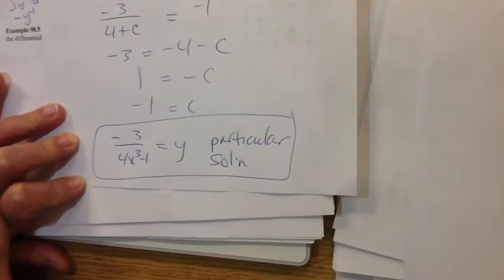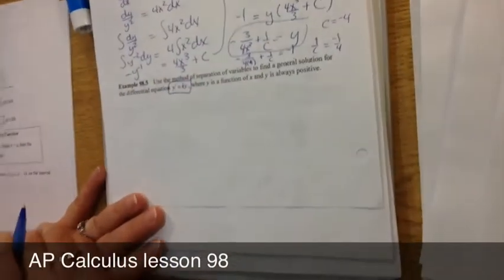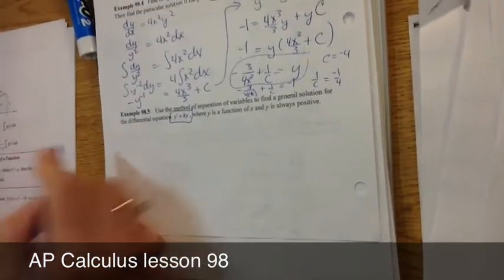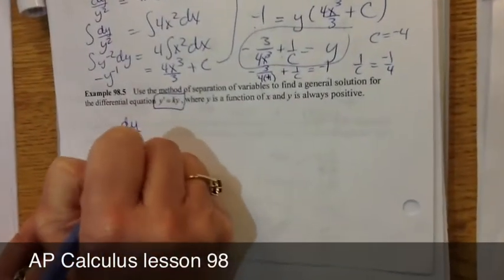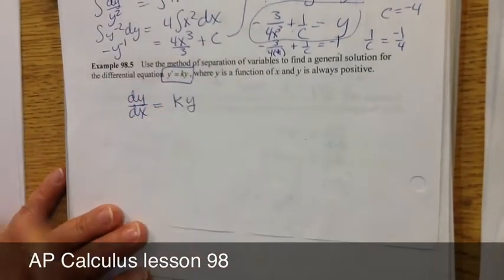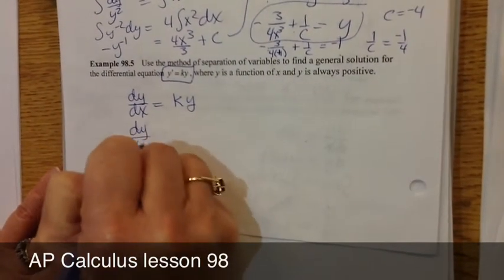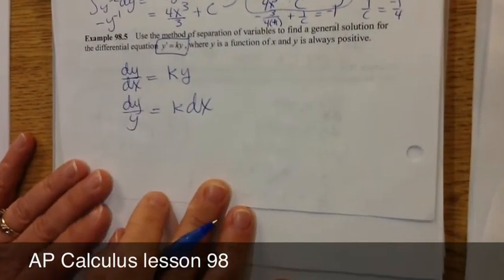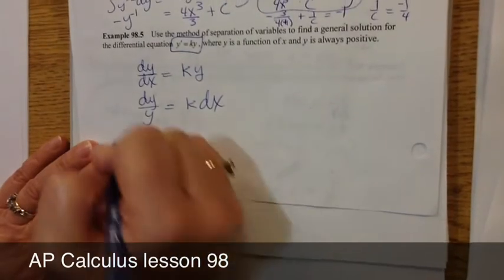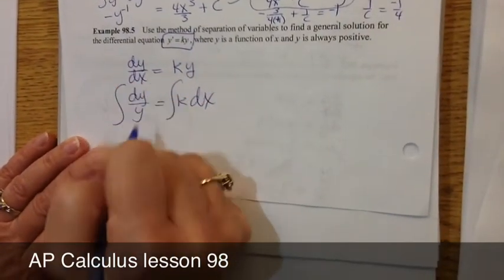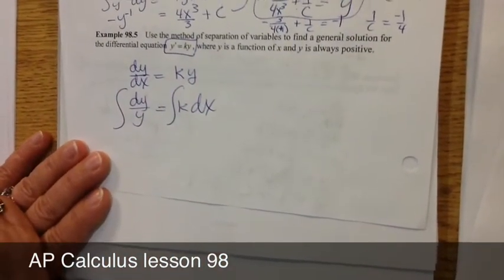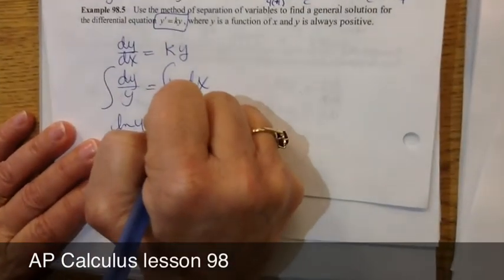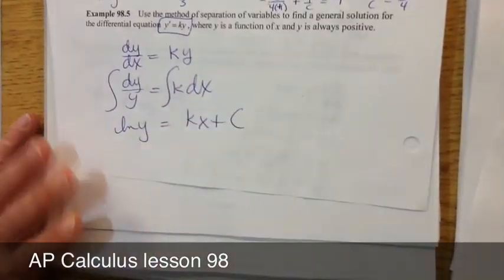Does that make sense? So here we have this differential equation, and y is a function of x, and y is always positive. So what we're going to do is rewrite it as dy dx equals ky. We're going to put the y's together. Do you see this as a huge algebra kind of issue before you actually get to calculus? Yes. Then we take integrals, and now, what's the integral of 1 over y? ln y equals kx plus c.